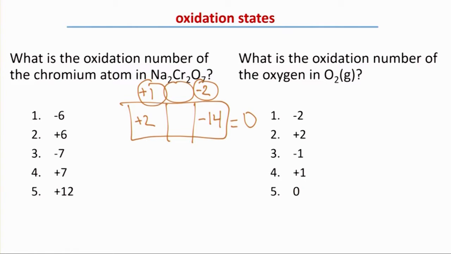+2 plus what, -14 gives us 0? This has to be +12, fits in that blank, right? Now, what goes in the circle? There's 2 chromiums here, so we would say each chromium then has a +6 charge. So the correct answer here is +6.